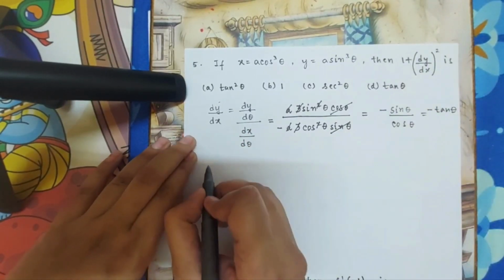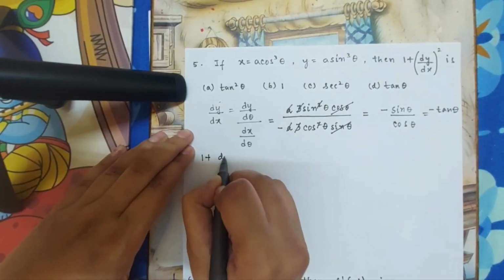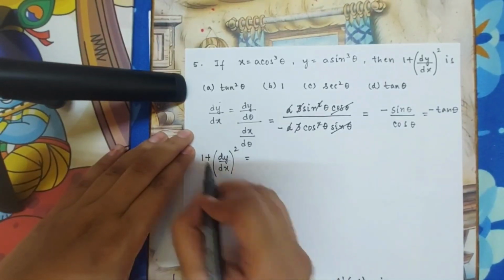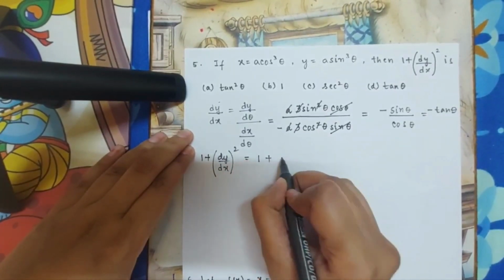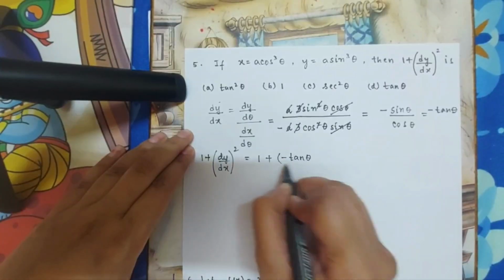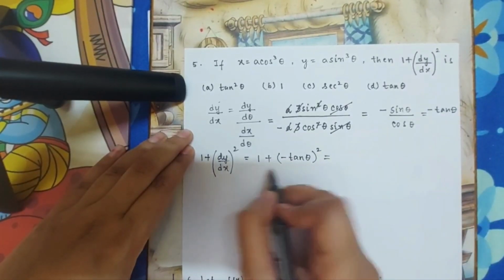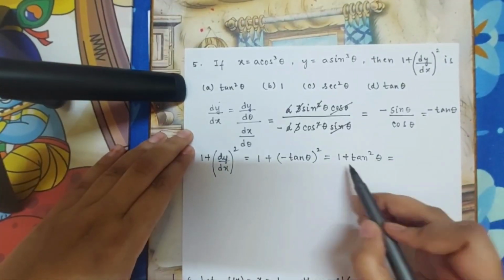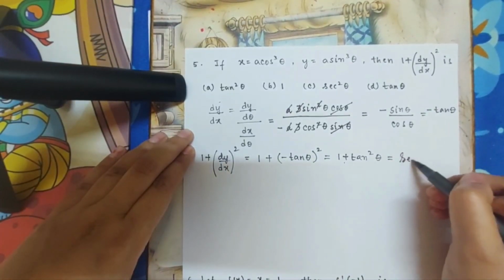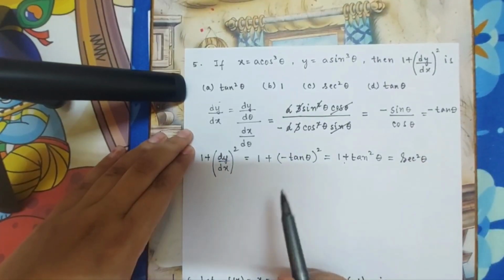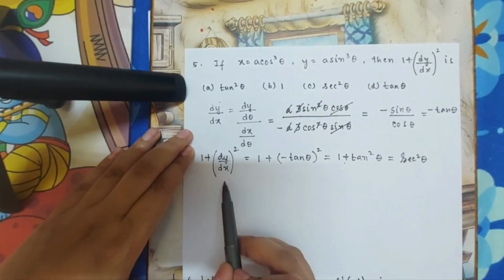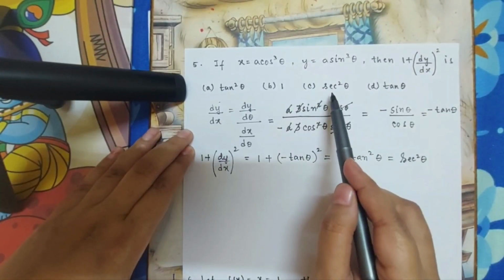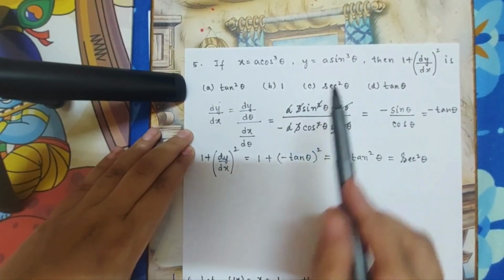But what we want is the value of 1 plus dy by dx square. So 1 plus minus tan theta square. So this will be equal to 1 plus tan square theta. We already know 1 plus tan square theta can be written as secant square theta. So the value of 1 plus dy by dx square is secant square theta. Therefore, option C is the right answer here.